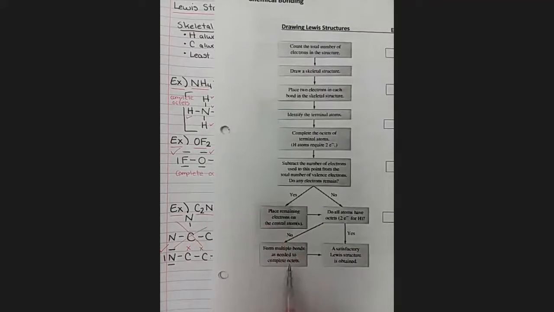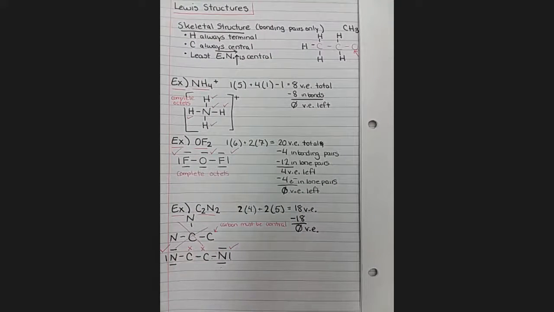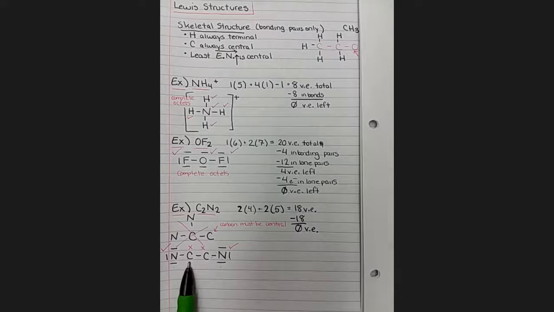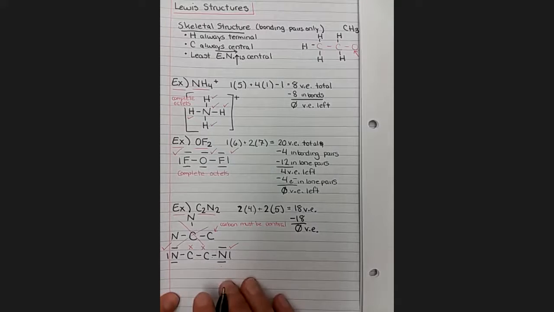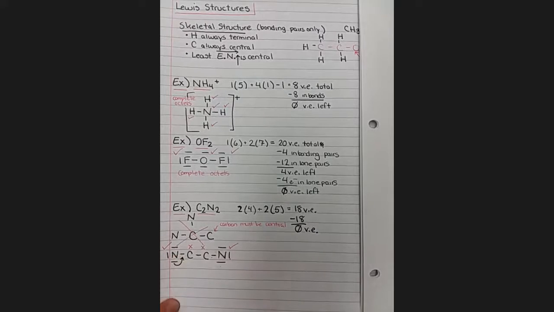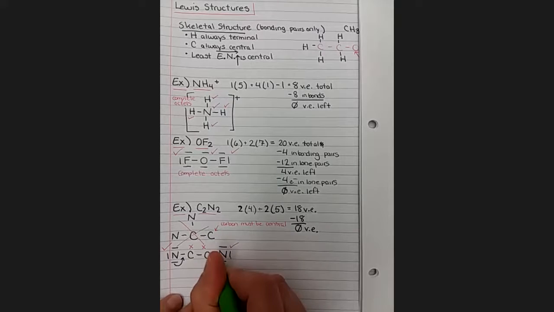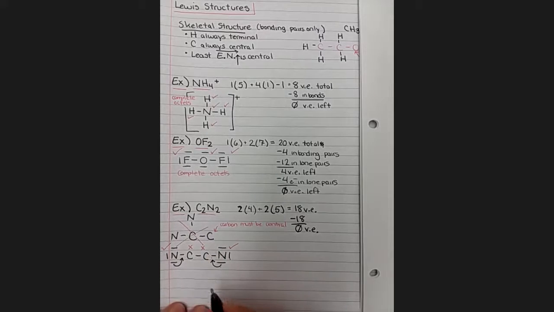So that means we need to try out the last loop of the flowchart, which is if all the octets are not completed, we're going to form multiple bonds as needed to complete the octet. So up until this point, we have shown each bond involved in equal sharing. One electron comes from the left atom and one electron comes from the right atom. But in some cases, we can have unequal sharing. Because carbon really needs more electrons to complete its octet, the nitrogen can share 2 electrons of its own into that bond. So let's try having each nitrogen share in another pair of electrons to give to that carbon.